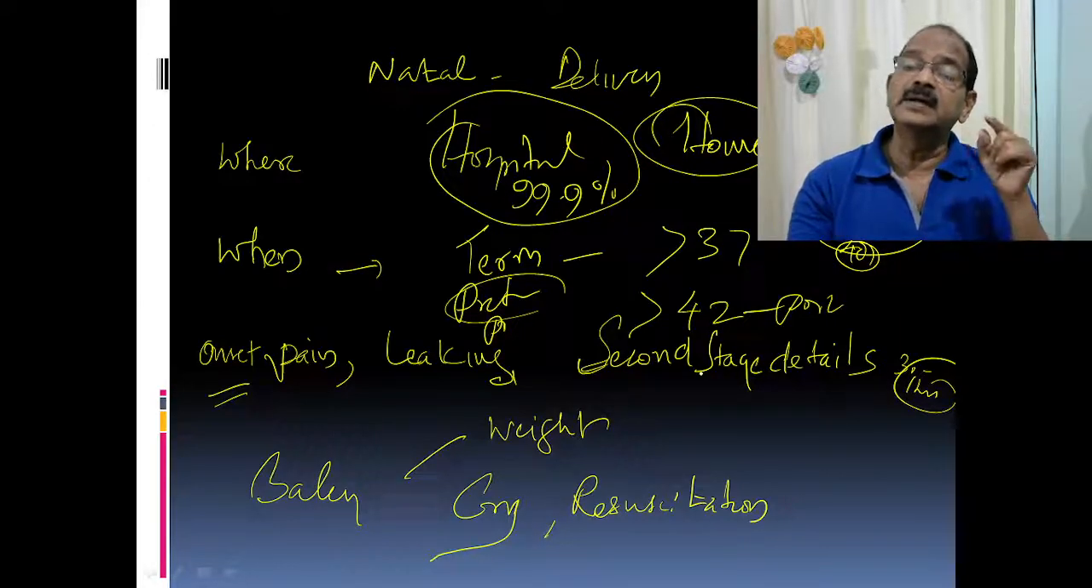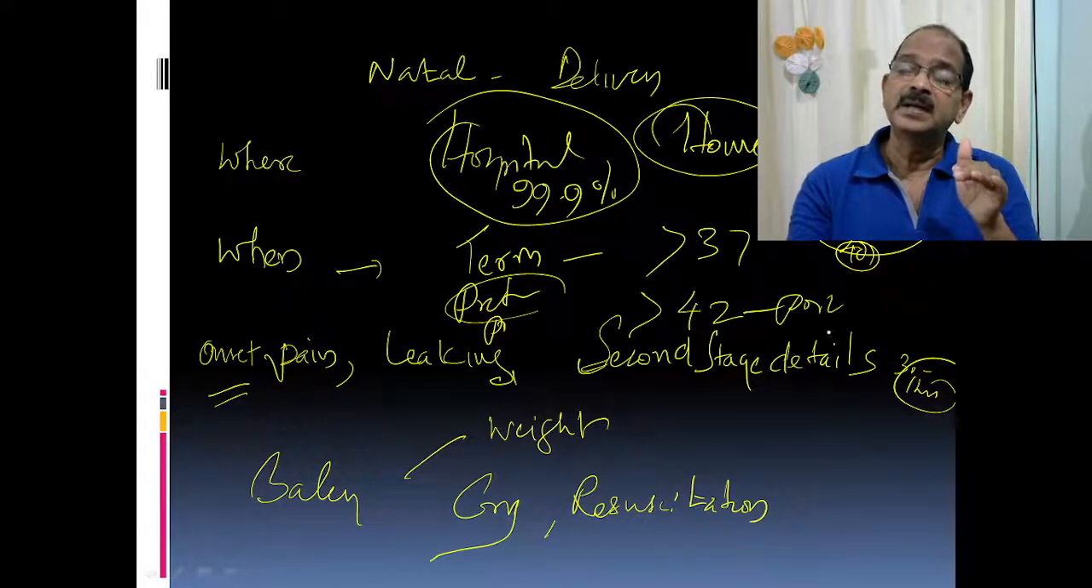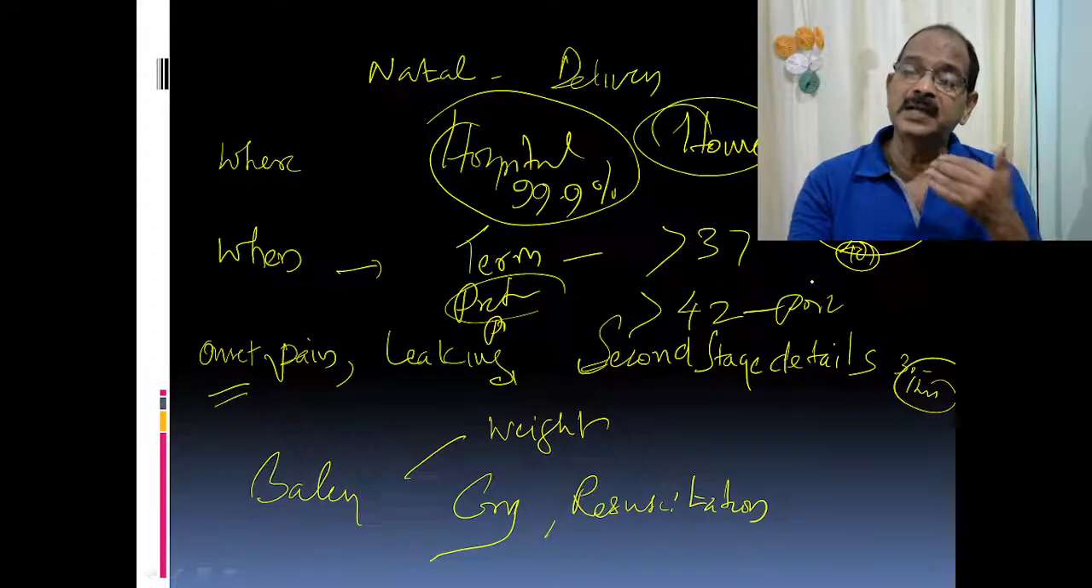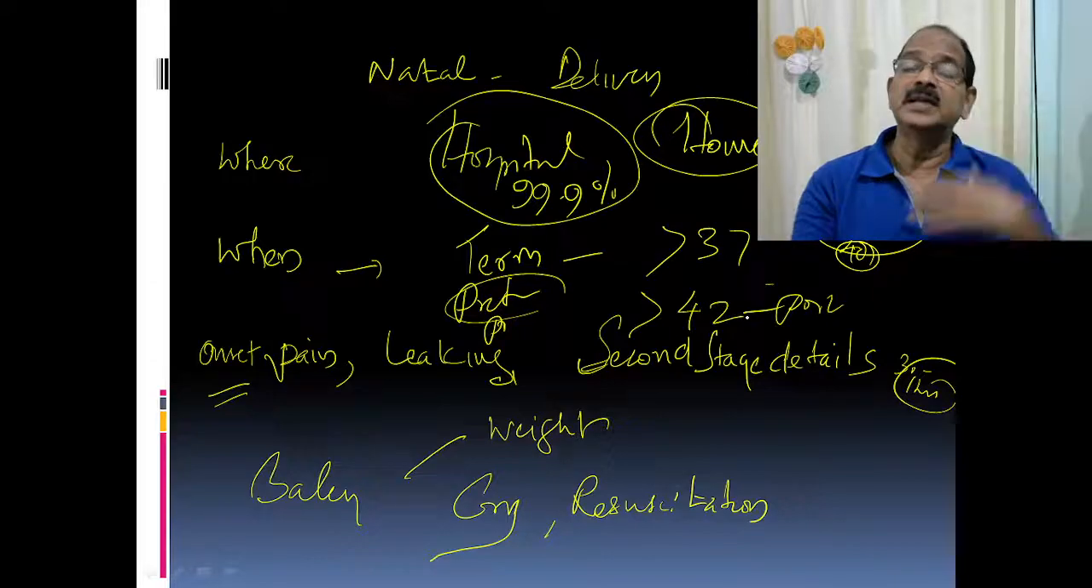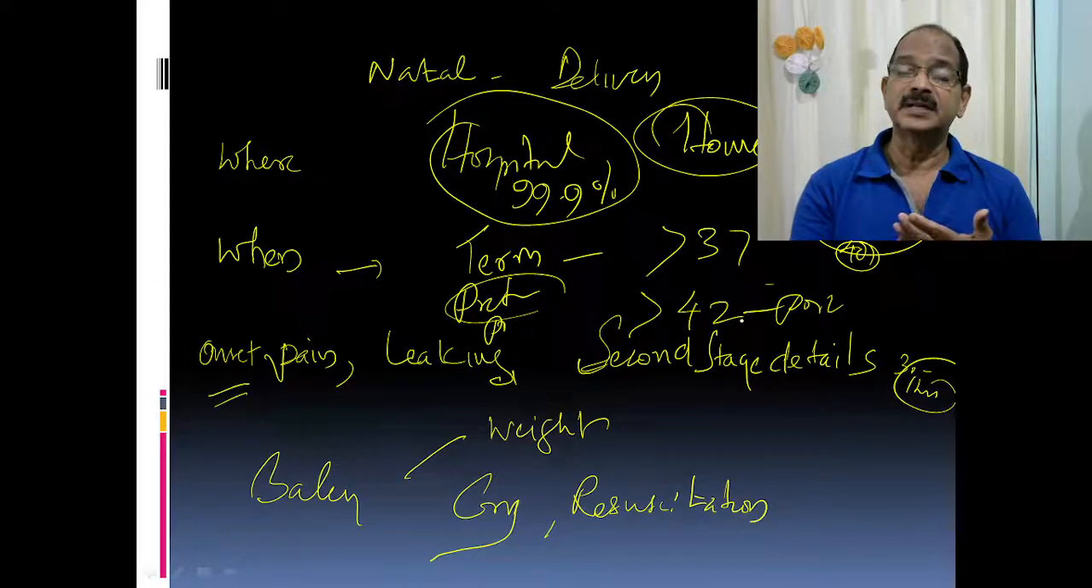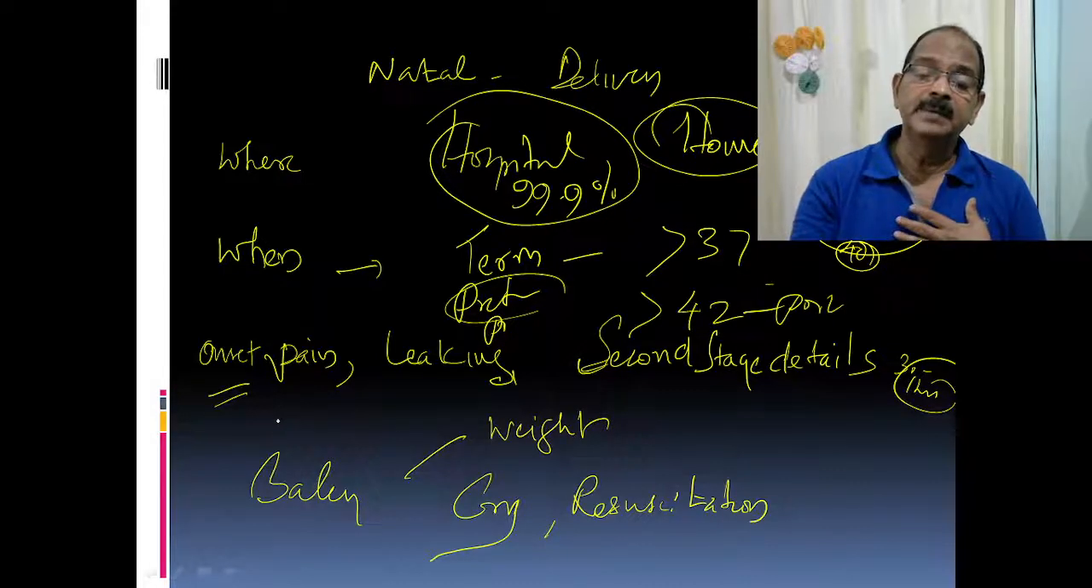And one more thing, the number of PV examinations done during this period, maternal fever, bad smelling liquor, all these indicate that bacterial contamination of the amniotic fluid has happened, that can lead to fetal infections, baby's infection, neonatal sepsis. Very, very important.